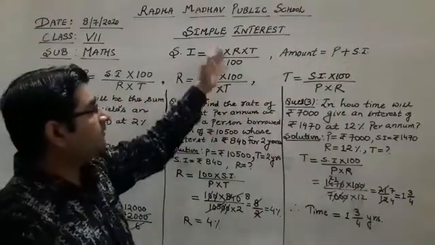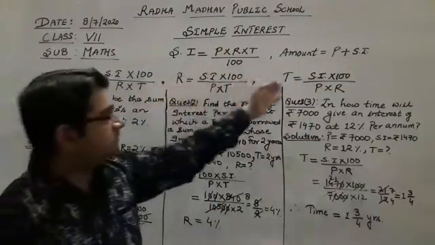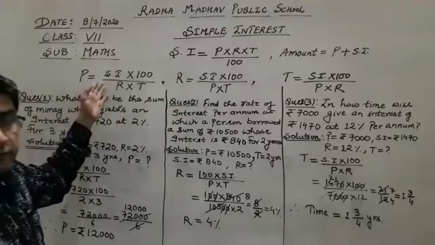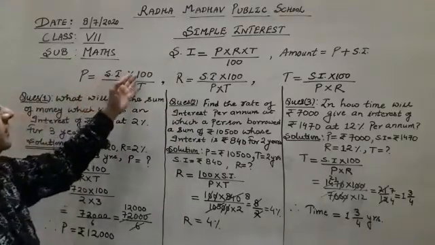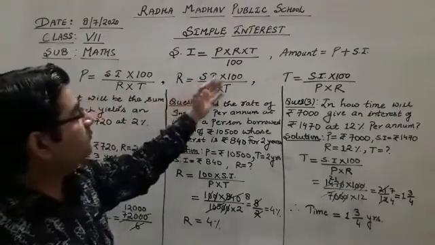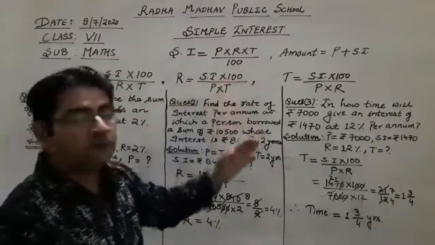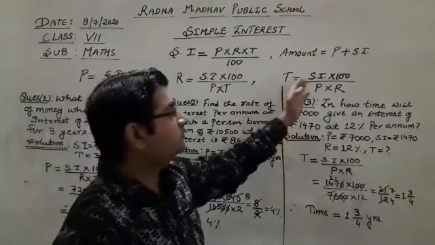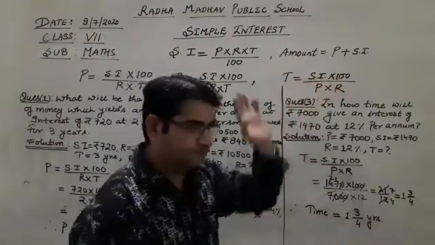Now on cross multiplication we get three formulas. The formula to find the principal is P = SI × 100 / (R × T). The formula to find the rate is R = SI × 100 / (P × T), and the formula to find the time is T = SI × 100 / (P × R).